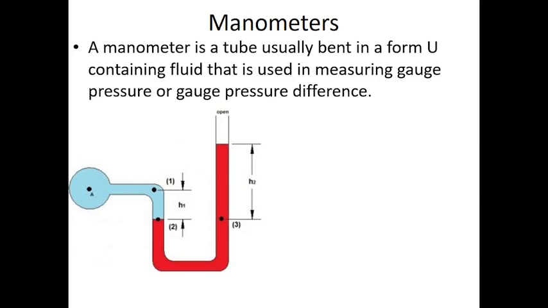So let's talk about manometers now. I have already introduced this before. A manometer is a tube, usually bent in a form of U, containing fluid that is used in measuring gauge pressure or gauge pressure difference. So this is an example of a manometer. It is used in measuring gauge pressure.